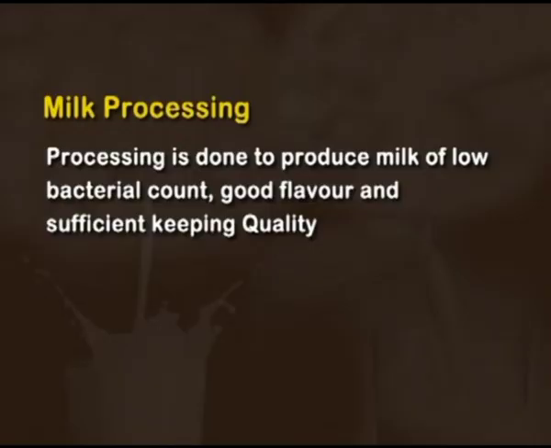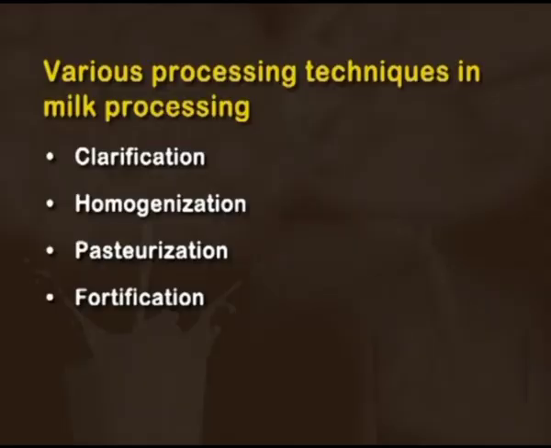Now, we are going to talk about the processing of milk, because milk is highly perishable because of the high moisture content, but it is such a valuable food item that we need to preserve it for longer use. Therefore, we use different processing techniques to make it safe for usage in the long run. Now, processing is done to produce milk of low bacterial count, good flavor and sufficient keeping quality. Now, the various processing techniques which are used, I will go in the order, are clarification, homogenization, pasteurization, fortification.